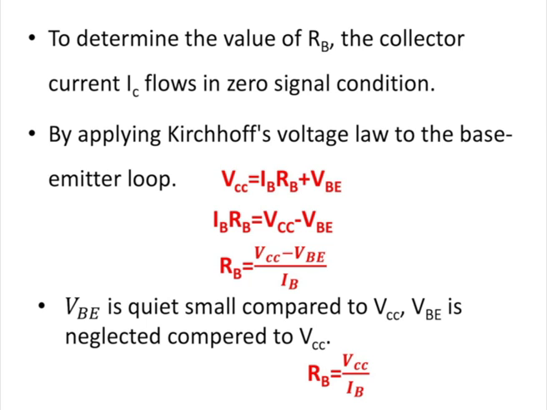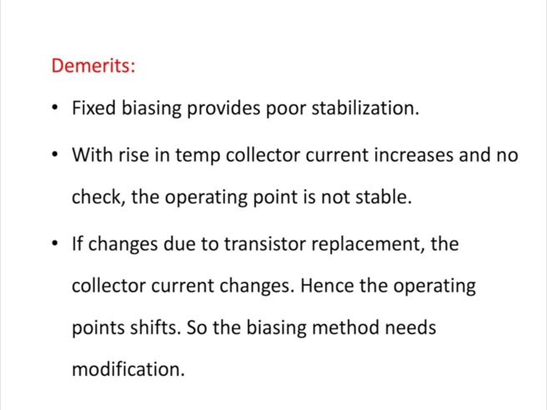The advantage of using fixed bias is that if one resistor RB is used, you can calculate the collector current easily. But what is the disadvantage? The operating point is not stabilizing. Why is the operating point not stable? Because suppose the temperature is changing. If the temperature is changing, the operating point is not stable. This is the disadvantage. We are going for the next one.